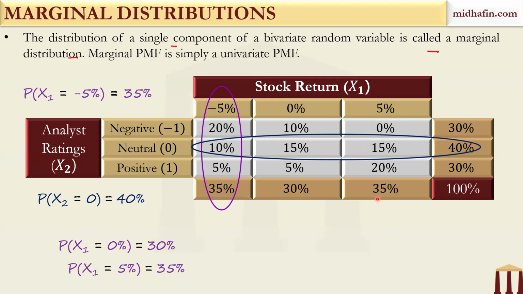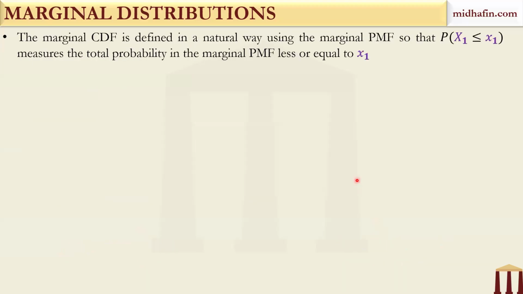So for all the outcomes, if we want the marginal probabilities, we can just add across the rows and across the columns. So you see we have these 6 marginal probabilities, because we have 3 from this side and 3 from this side. Now, the marginal CDF is defined in exactly the same way using the marginal PMF. Basically, x1 being less than or equal to x1, a single component we are talking about. So if you want the marginal probability that the return will be 0% or less.